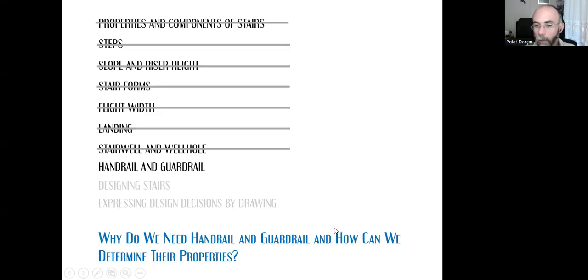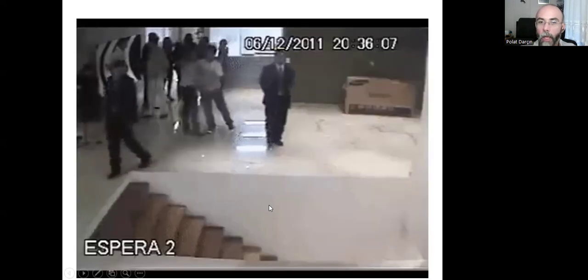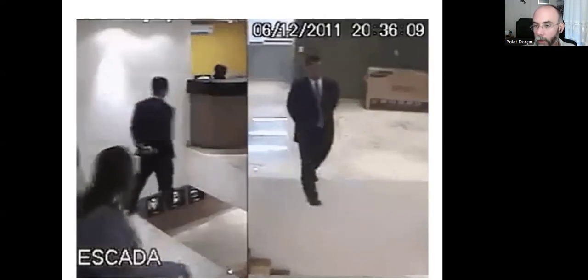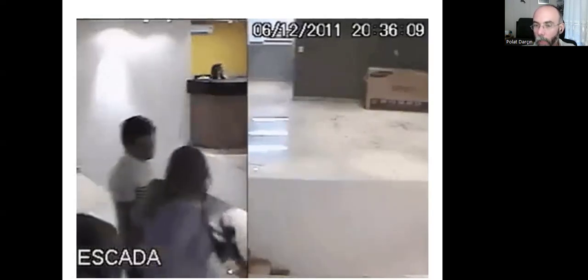Handrail and guardrail, why do we need that, and how can we determine their properties? If we don't have them, it's very dangerous. There is this risk of falling down. So we should always create a solution. And creating handrails and guardrails are one option.